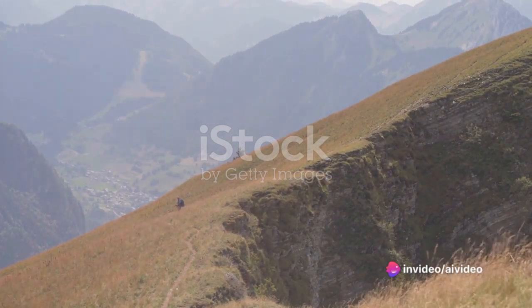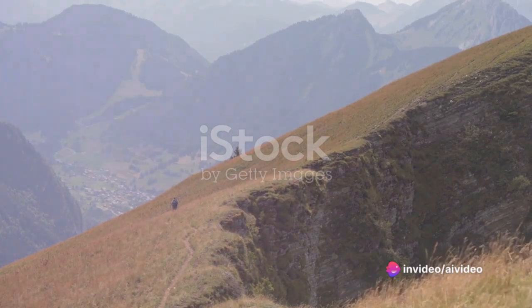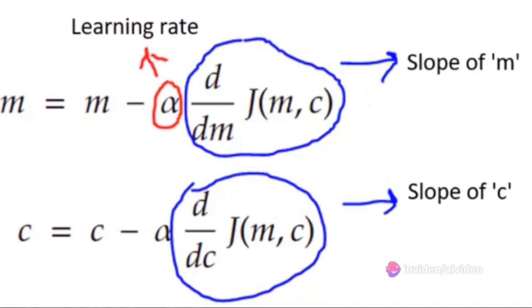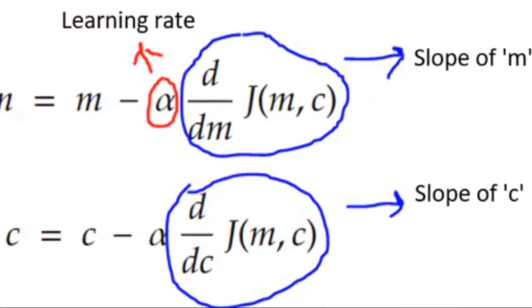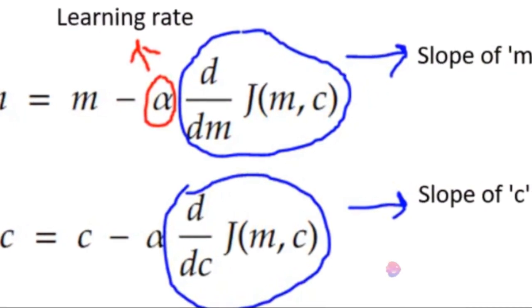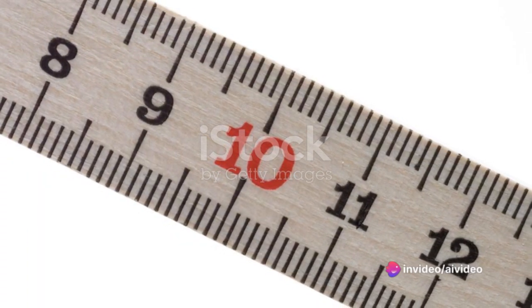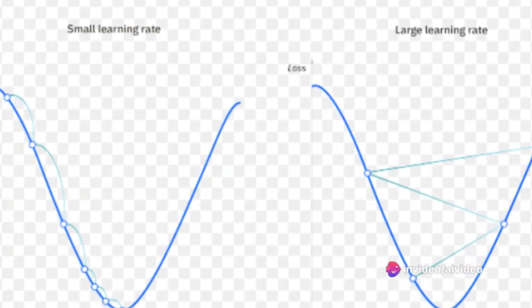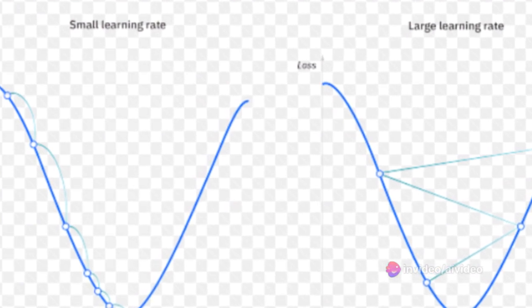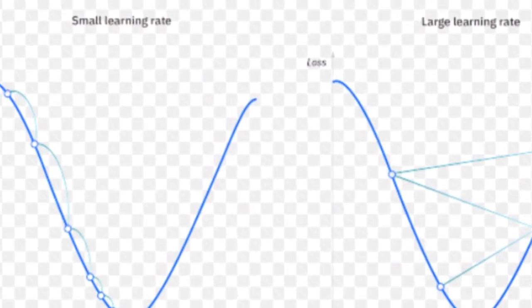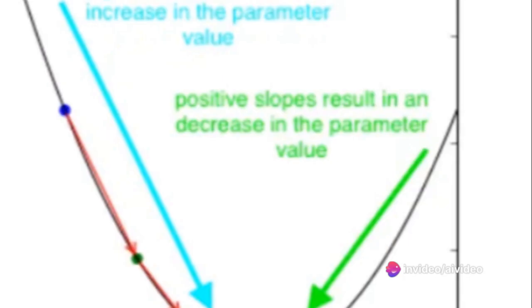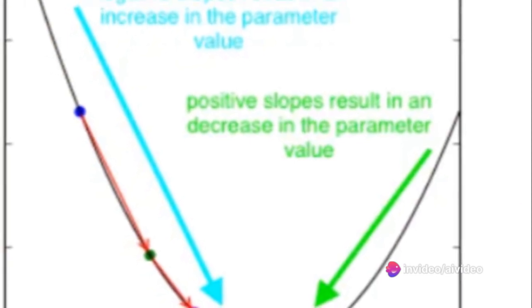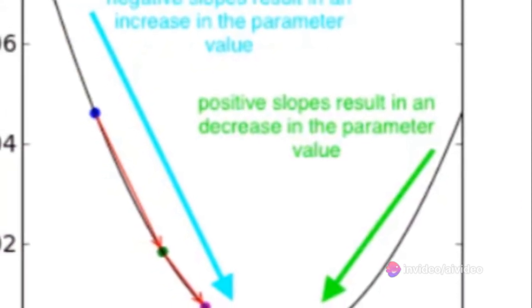This hiker uses the slopes at the current position to decide the direction of the next step. These slopes are the partial derivatives of the cost function with respect to m and c. The size of the steps taken by the hiker is determined by the learning rate, also known as alpha. A larger step might help reach the bottom faster, but carries the risk of overshooting, while smaller steps, though precise, might take longer.